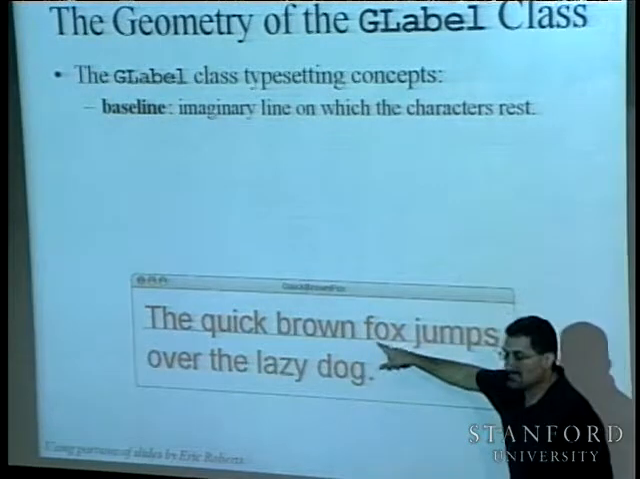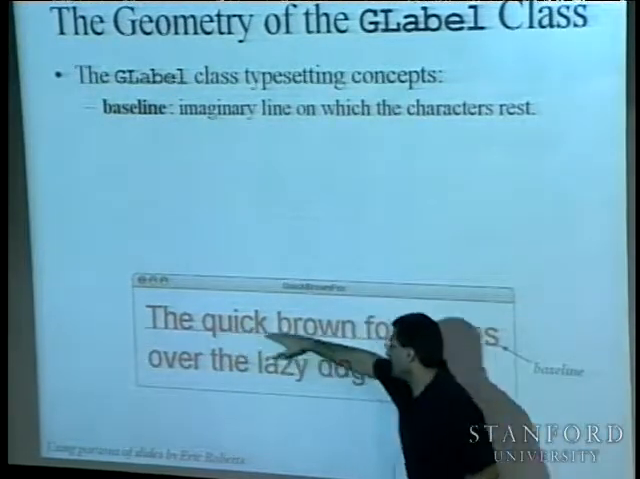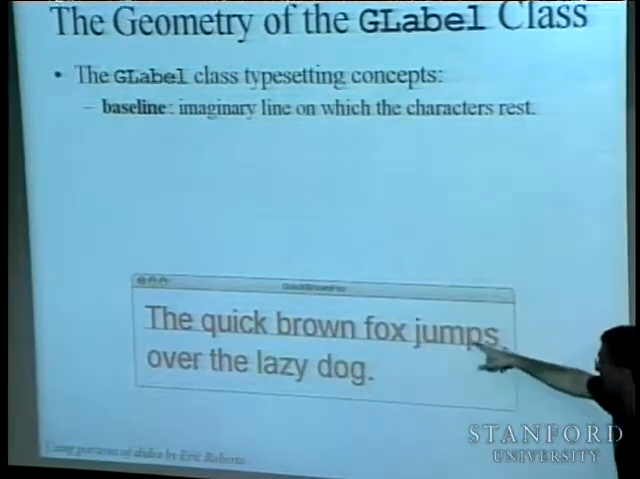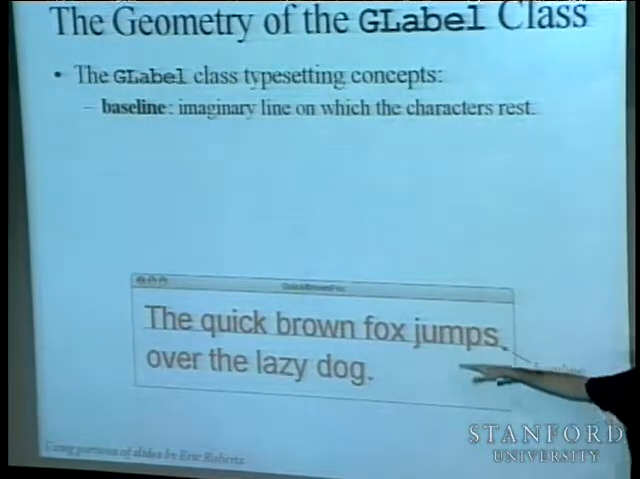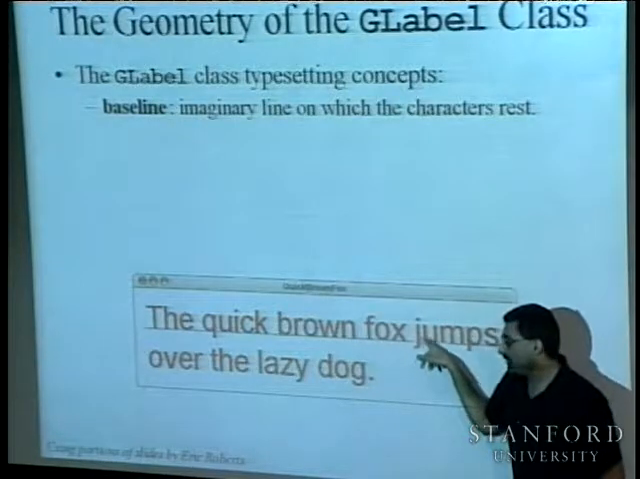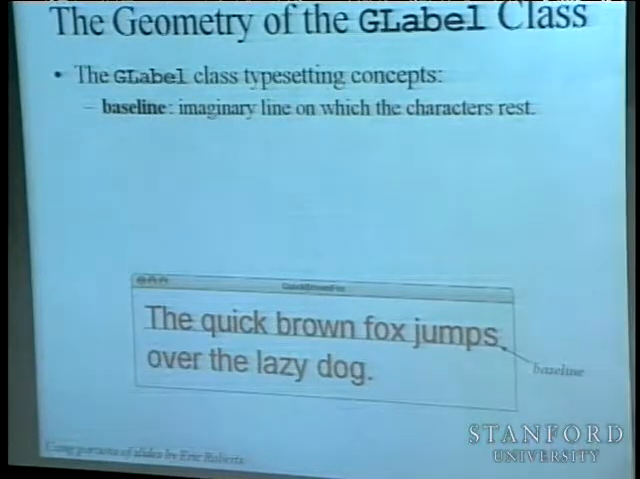First of them is the baseline. The baseline is basically the line on which the text appears. But notice there are some things that actually go down below the baseline. That's the way typesetting works. You actually have a baseline. Some characters like a J or a P go below the baseline.